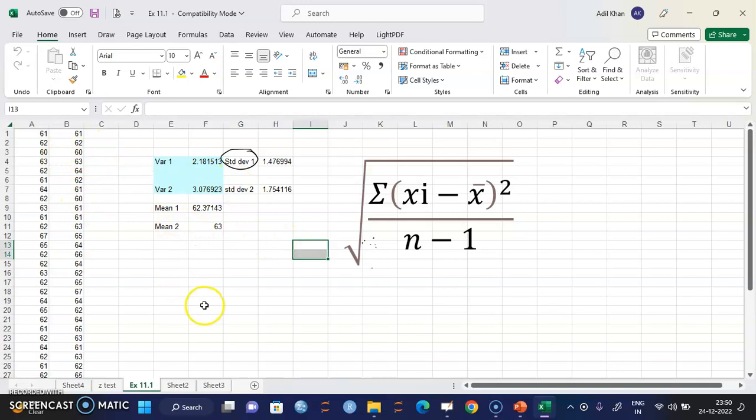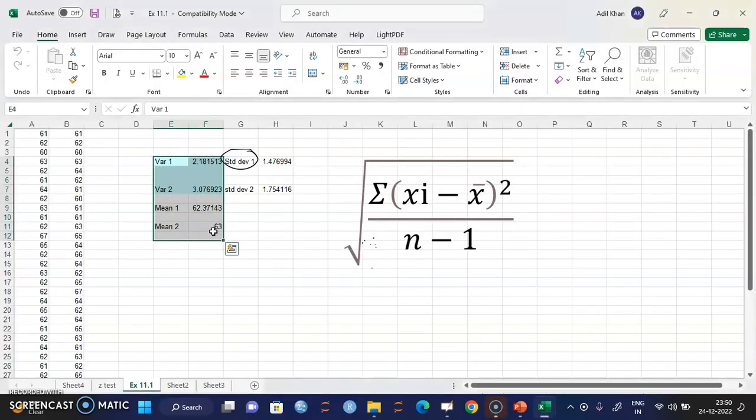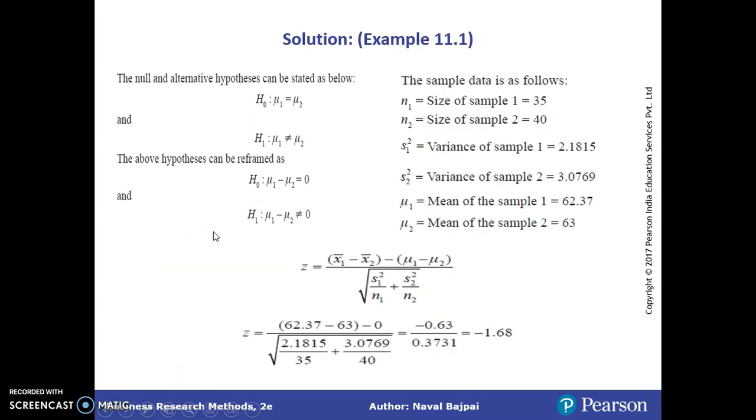For calculation of variance, you just calculate this value, xi minus x bar squared, add them all, and divide by n minus 1 without taking the square root. The square root is the formula for the standard deviation. So if you do not take the square root, it will be just the variance. Now we have calculated these values, variance and mean. We have to plug these values into the formula we have.